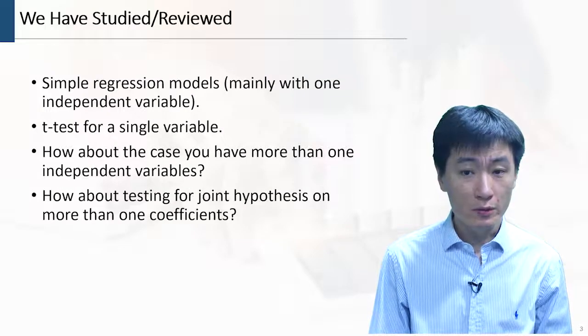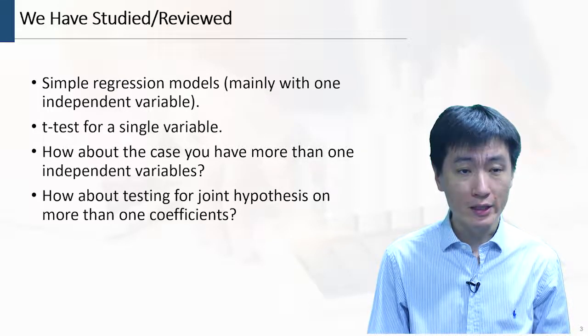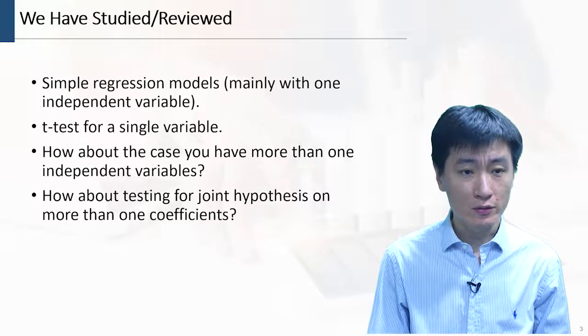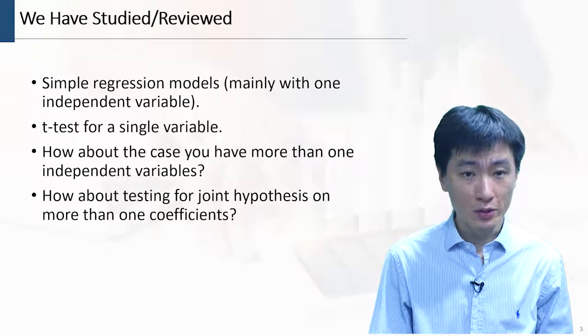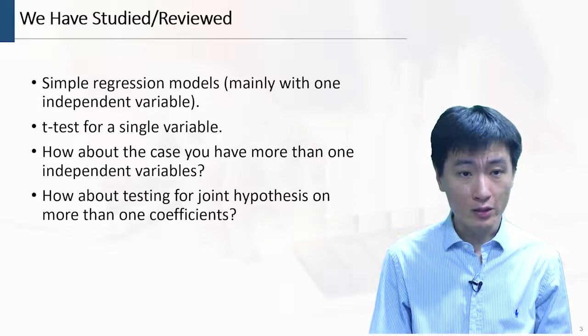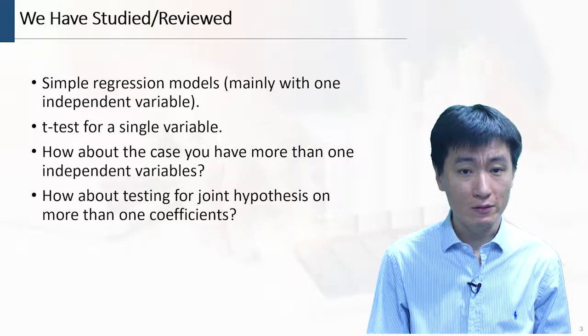Okay, so before this lecture, just try to recall what we have studied in lecture 3. In lecture 3, we covered simple regression models, or in other words, univariate models, where you have the regression with only one independent variable. And we also studied how to perform t-tests for a single variable.